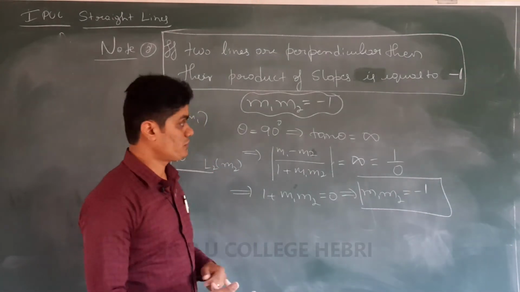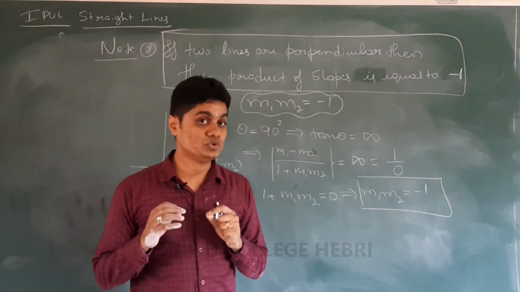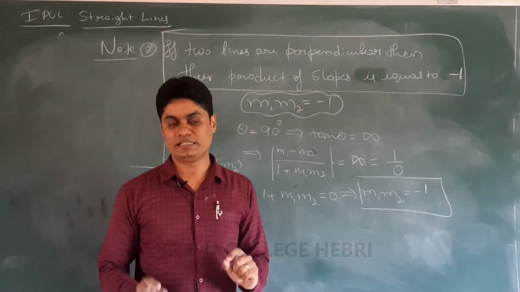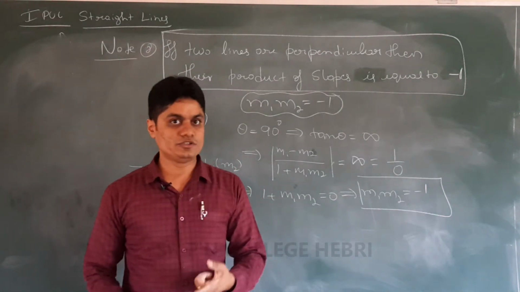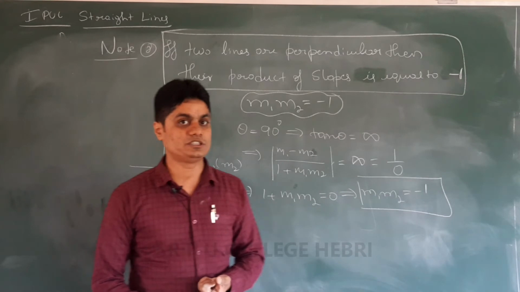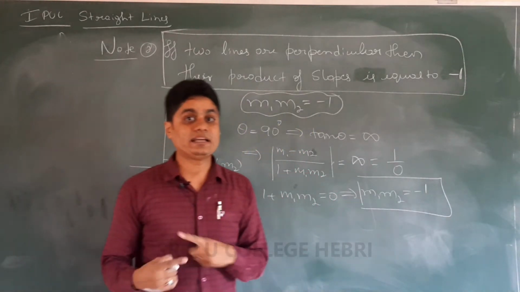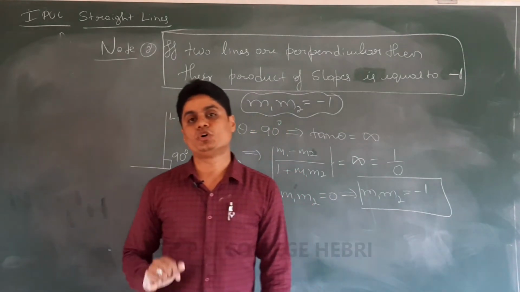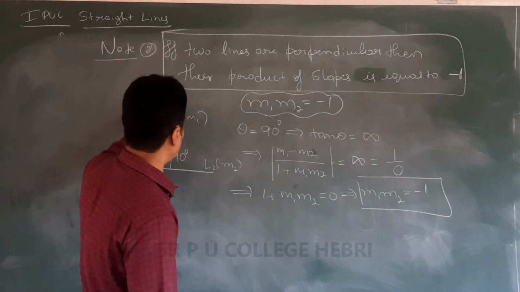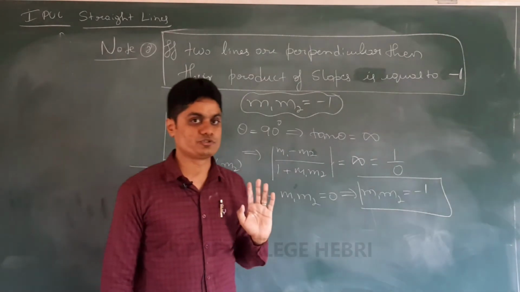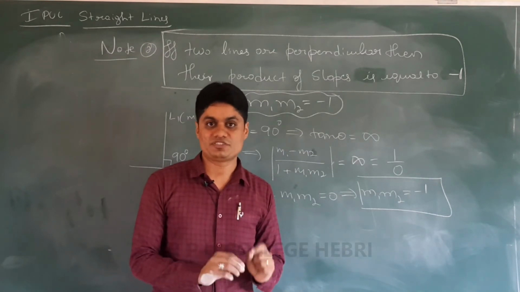Even the converse is true. If the product of slopes is equal to minus 1, then the two lines must be perpendicular. Understood? So we derived first the slope of the line joining two points, that is y2 minus y1 by x2 minus x1, and the angle between two straight lines, tan theta is equal to modulus of m1 minus m2 divided by 1 plus m1 m2, as well as two very important conditions. So please remember that. So the theory part in the beginning of straight lines is over.